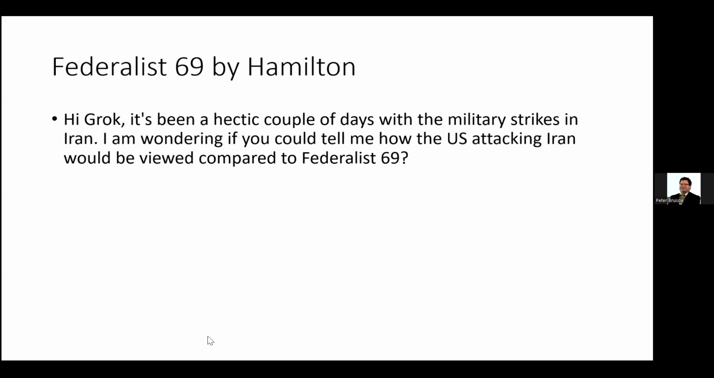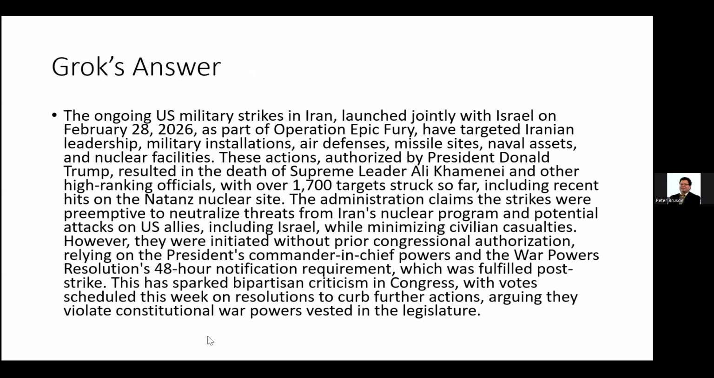Another example is obviously on Saturday, there was a military attack against Iran. And let's keep everyone in our thoughts and prayers. But asking Grok, hey, Grok, it's been a hectic couple of days of military strikes in Iran. Can you tell me how the U.S. attacking Iran would be viewed compared to Federalist 69? Federalist 69 was written by Hamilton, again looking at the war powers of government. And Grok was able to give this answer.